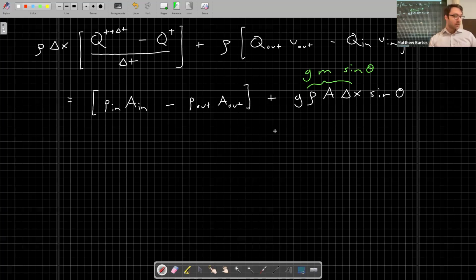And then to this, we're going to add our frictional force. As I mentioned before, this is going to be equal to negative tau times the wetted perimeter times the length of the control volume. It's negative because friction always acts in the direction opposite to the flow. Okay, we're almost done here.